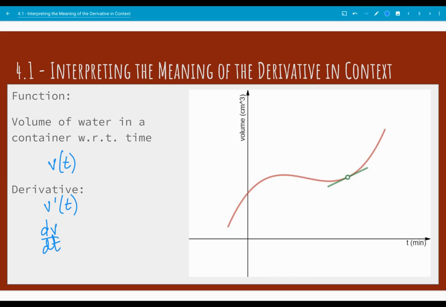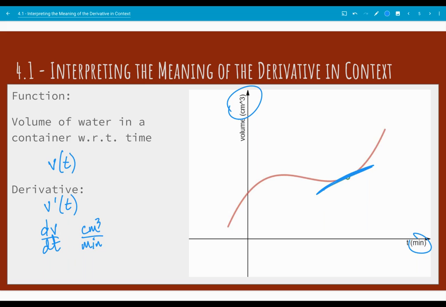And the units, again, are going to be the volume units, so cubic centimeters per. Really we're dividing by the time units, minute, but we can read that as cubic centimeters per minute. And again, a positive value at this point is telling us that the volume is increasing a certain amount of cubic centimeters per minute. If the slope here were negative, that would tell us that the volume is decreasing at a certain volume per minute.